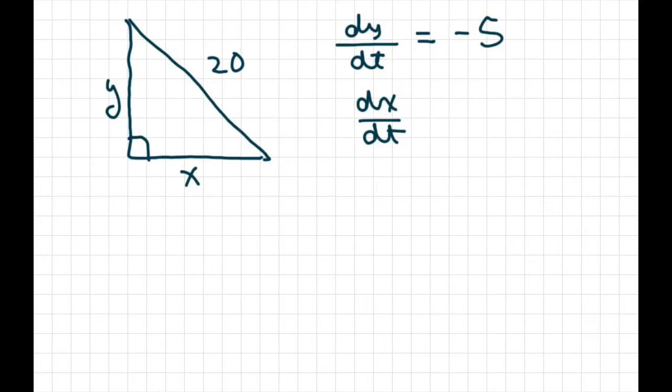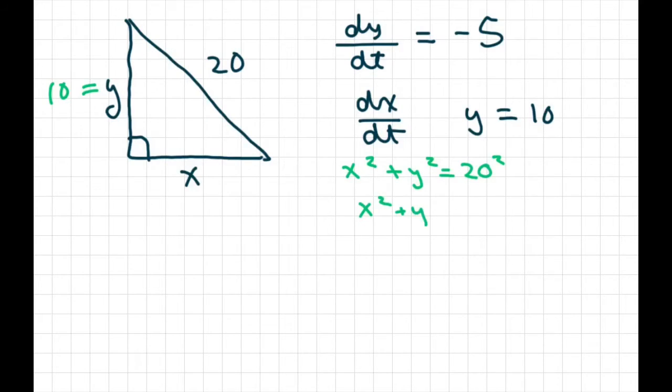and this is when y is 10. So when y equals 10 here. So we can find the relationship between x and y here by using the Pythagorean theorem. So what we want to do is go x squared plus y squared equals 20 squared. So we really get x squared plus y squared equals 400.